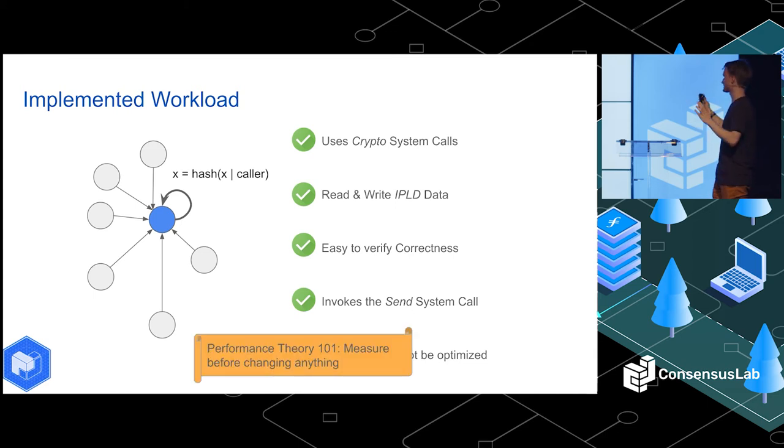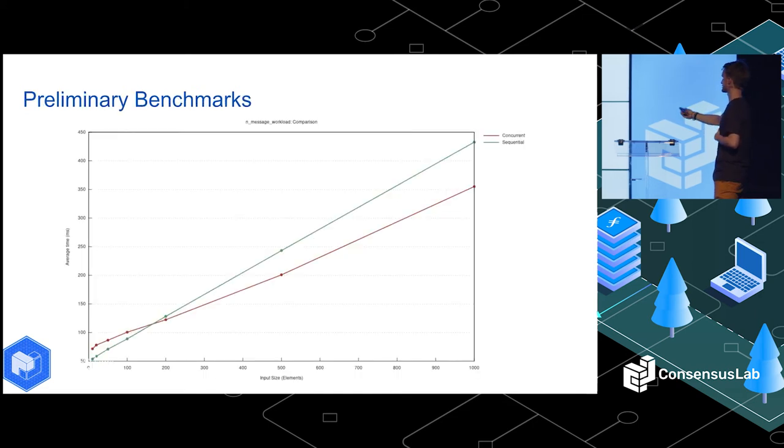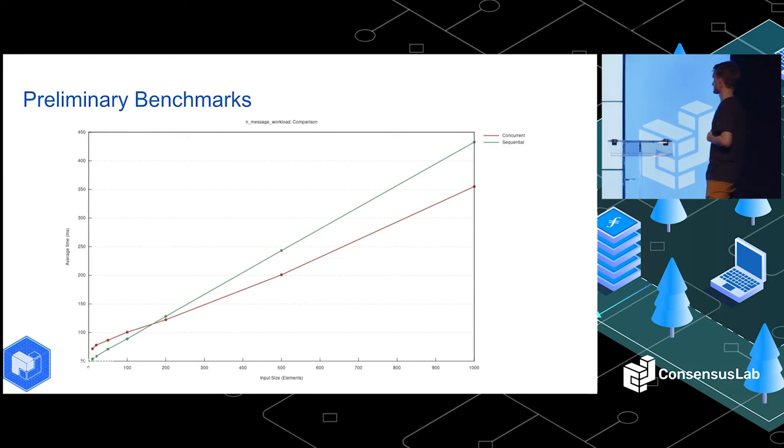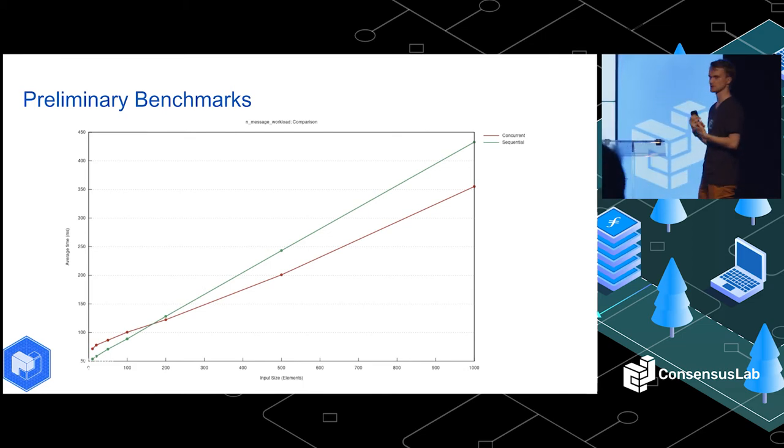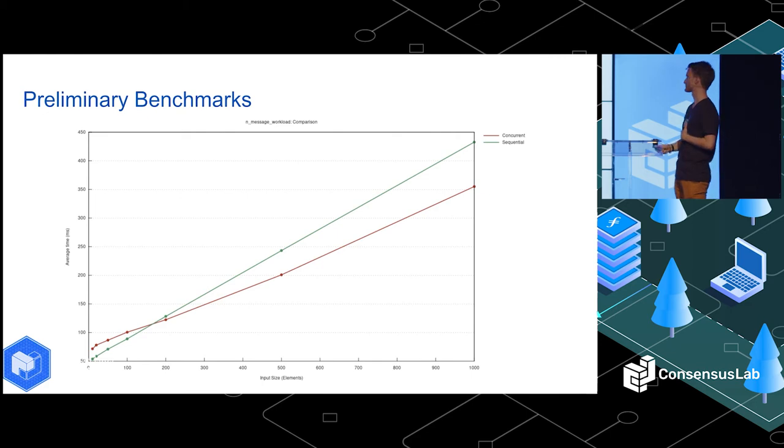Right, so before we change anything, we wanted to have some quick benchmarks, and this is the first benchmark that we get, where we see on the x-axis the batch size, from 0 to 1,000 transactions in a batch, and on the y-axis the average time it takes to execute the batch, and we see very modest improvement for the concurrent solution.